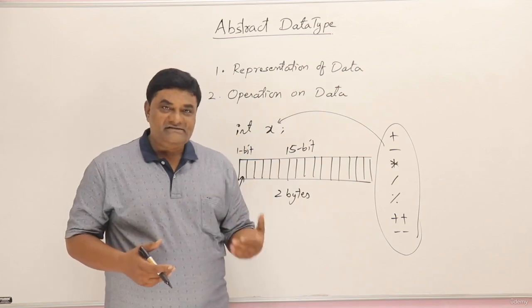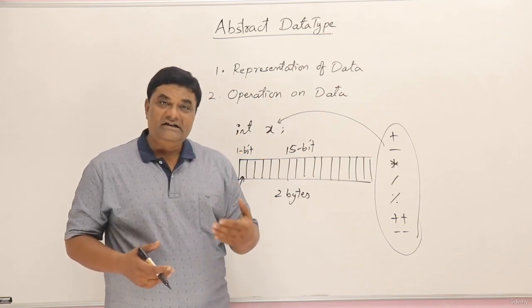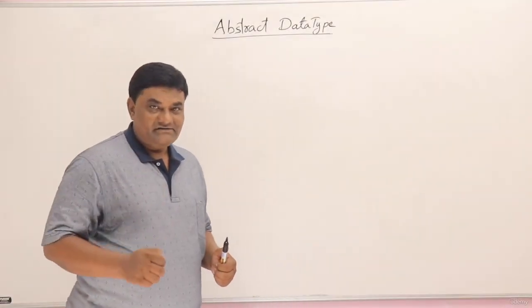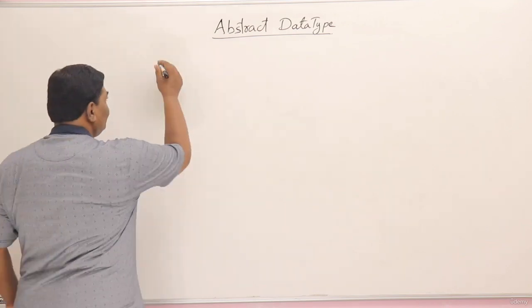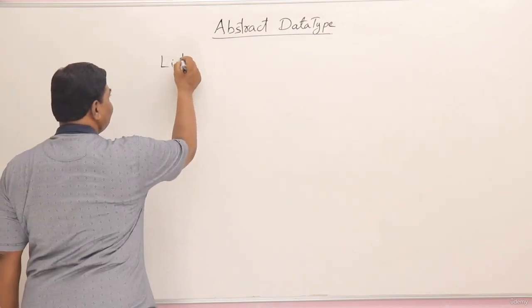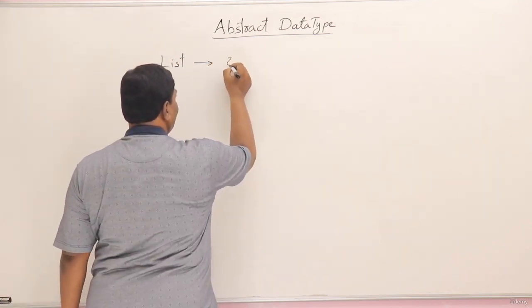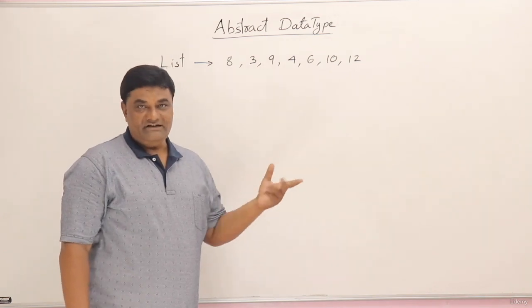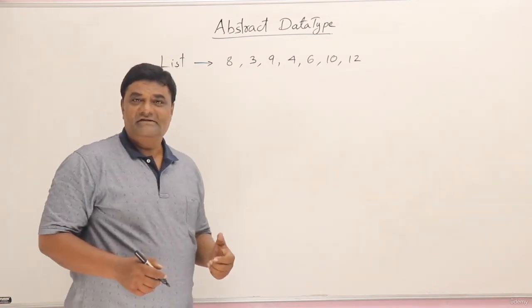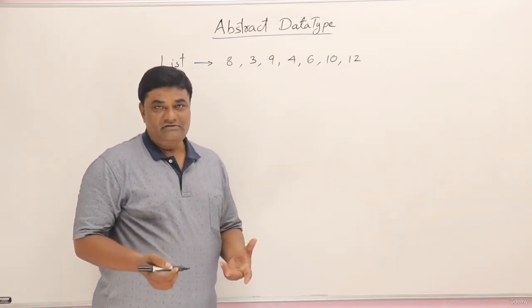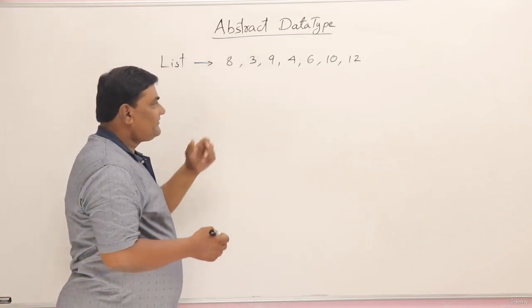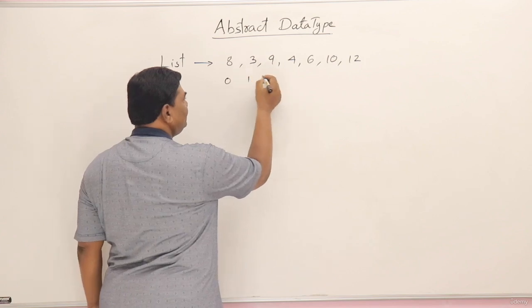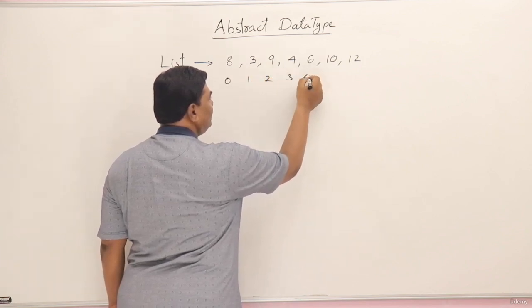So let us take an example of a list and define it as an abstract data type. Let us take the example of a list, that is a list of elements or collection of elements. If I say a list of elements, I'll take a few numbers randomly. So here I have taken the list of elements. Now I can give the indices either starting from 0 or 1. That depends on my requirement, that depends on my definition. So I'll start indices from 0 onwards. So this is 0, 1, 2 and so on.